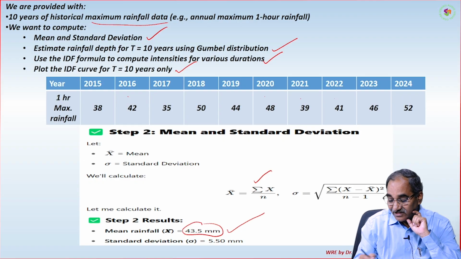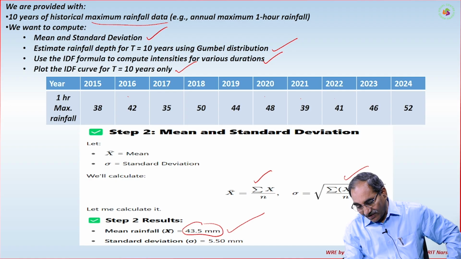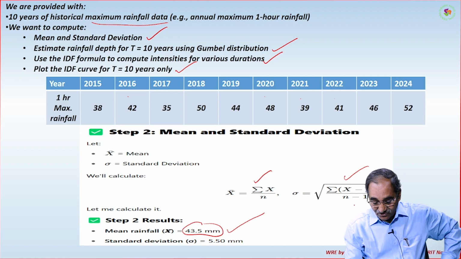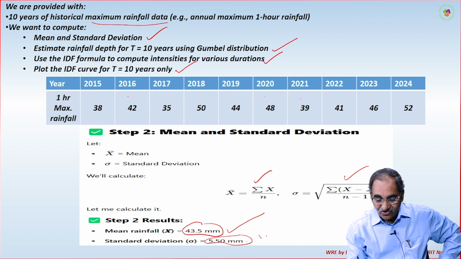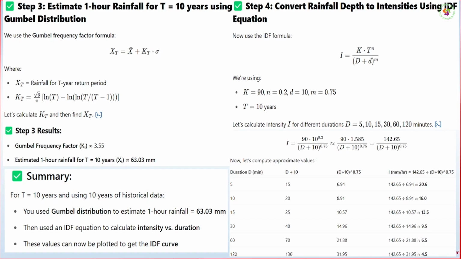Then how to calculate standard deviation? Square root of sigma of (x minus x bar) whole square by (n minus 1). N minus 1 means 9. If you do it, you get this. So this is how to calculate mean and standard deviation. Now next, for a 10 years return period, how to find out the rainfall. So this is the thing. T here is 10 years, and x is basically the rainfall.